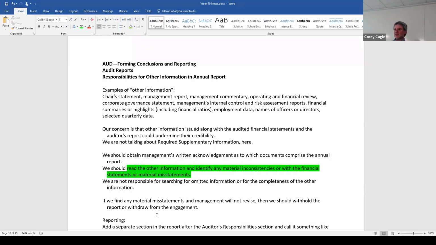They always say inconsistencies and misstatements, but I figure inconsistencies would capture that, right? If it's misstated, then it's inconsistent with what's there. So if we find any problems, we'll ask management to deal with it. If management won't deal with it, we'll go above them to those in charge of governance. If it won't get remedied, then we'll withhold the report and or withdraw from the engagement. They need to fix it, basically.